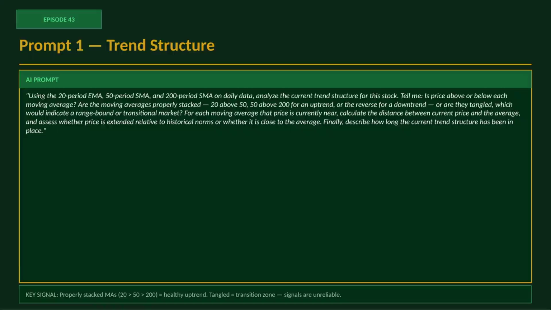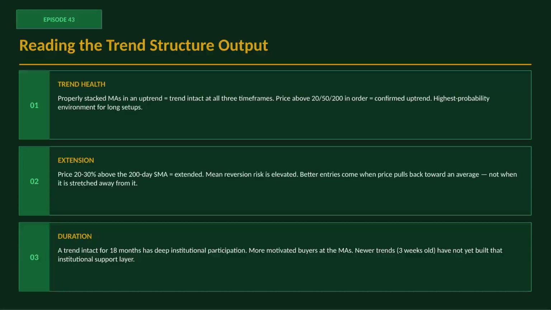For each moving average that price is currently near, calculate the distance between current price and the average, and assess whether price is extended relative to historical norms or whether it is close to the average. Finally, describe how long the current trend structure has been in place.